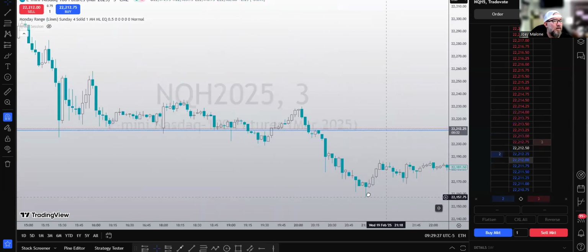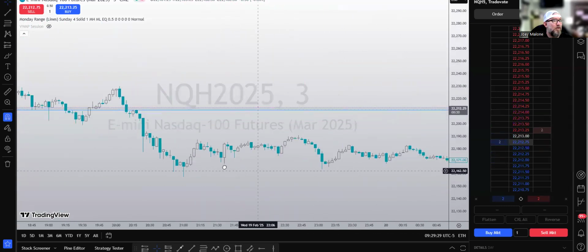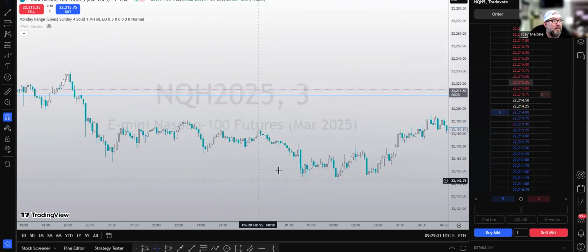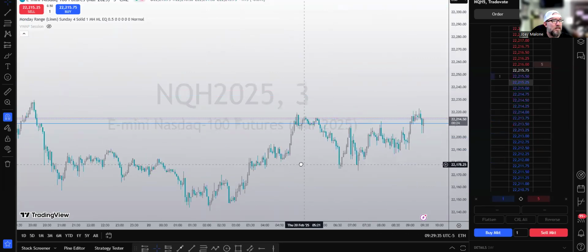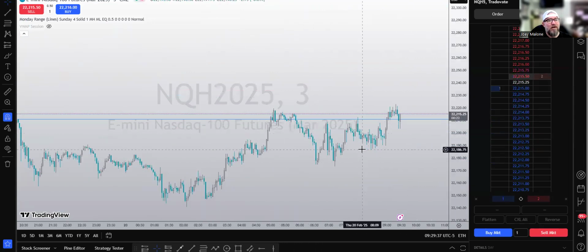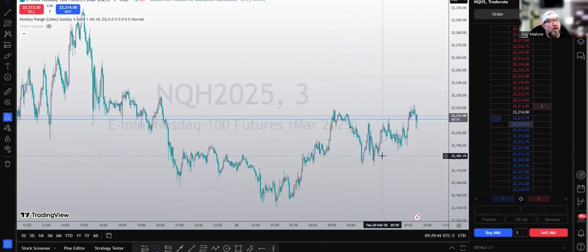Broke down here, and then we gravitate back up to the median again. As you can see, this is where we're at right now. Market's about to open in 1 minute. But as you can see, the market really likes this Monday range and the median of that Monday range.